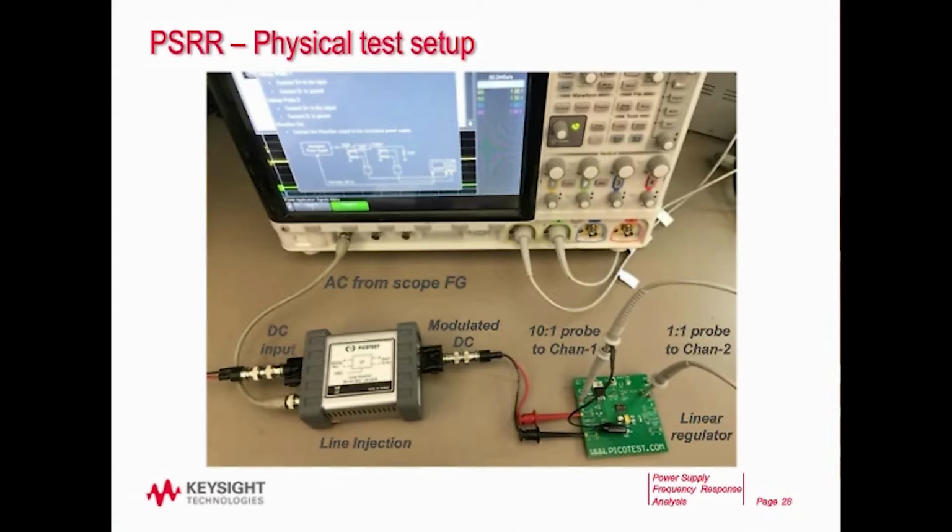However, on the output side, I'm using a 1-to-1 probe that's going into channel 2 of the scope, and I'm also using my probe socket so I don't have that antenna effect, because the output levels are going to be extremely low.